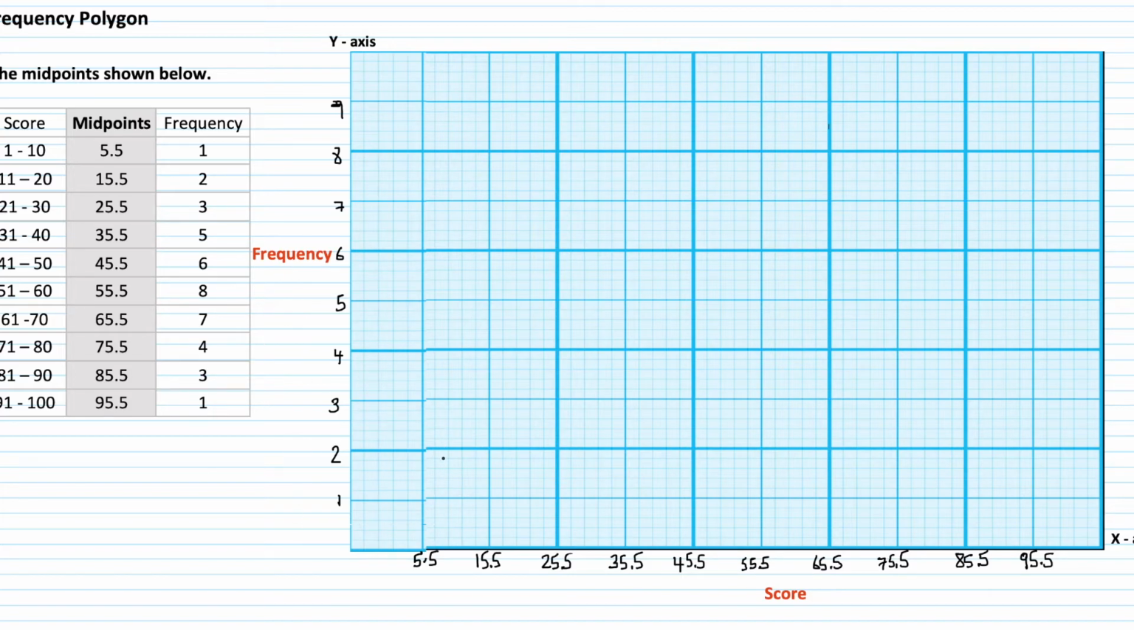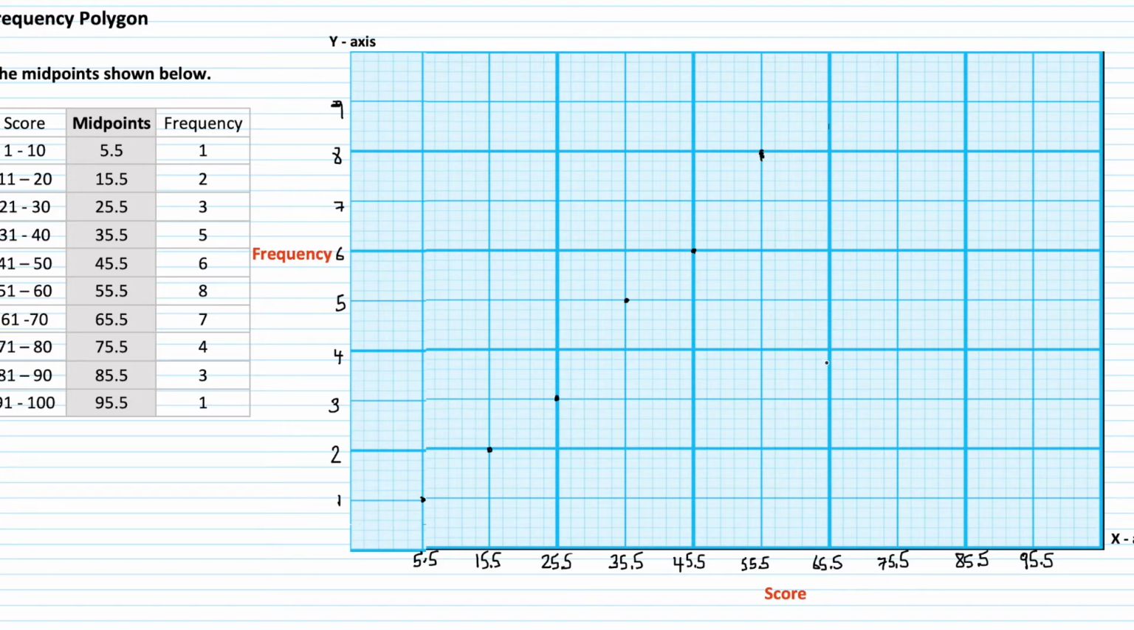So 5.5, we're going up to 1. 15.5, we're going up to 2. Then 25.5, we're going up to 3. Then we're going up to 5. Then we go up to 6. Then we go straight up to 8.